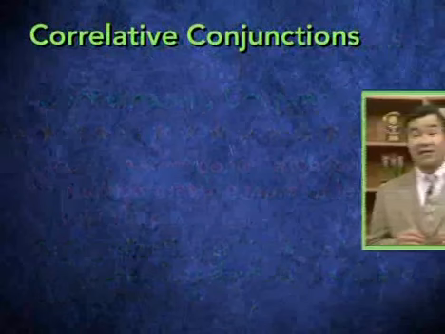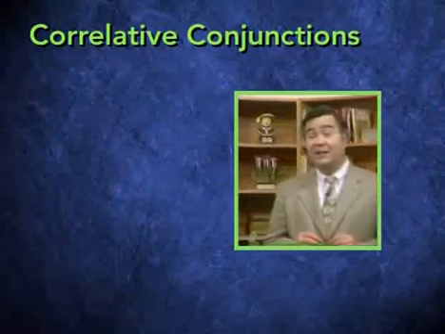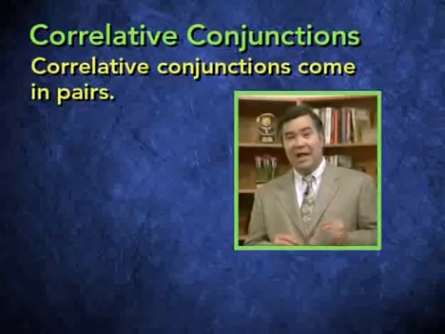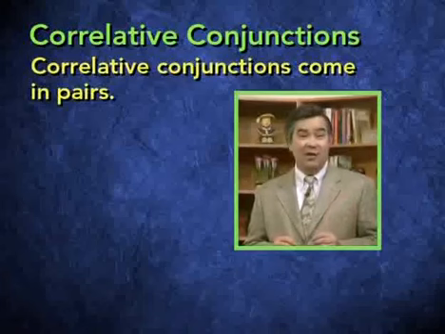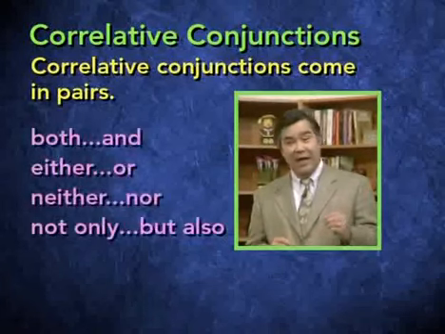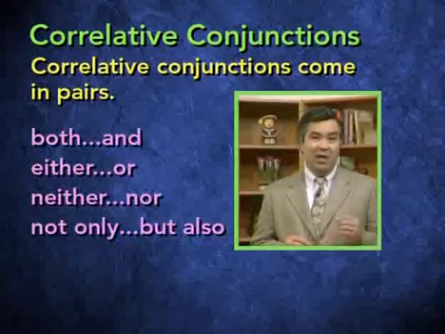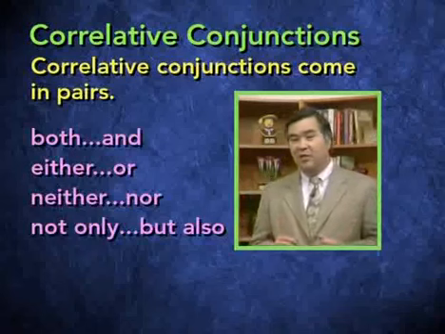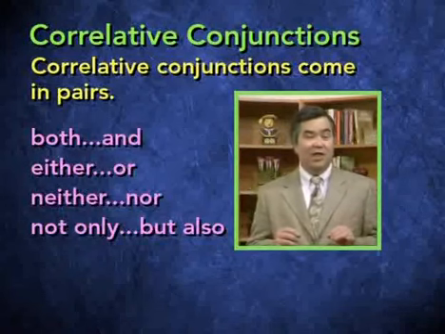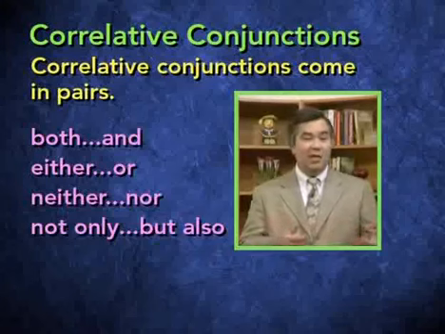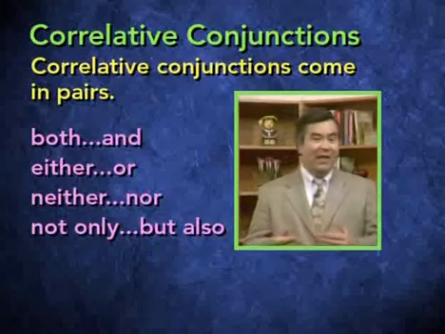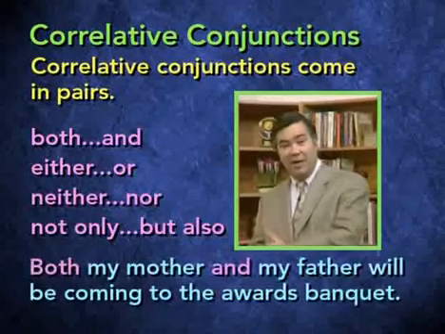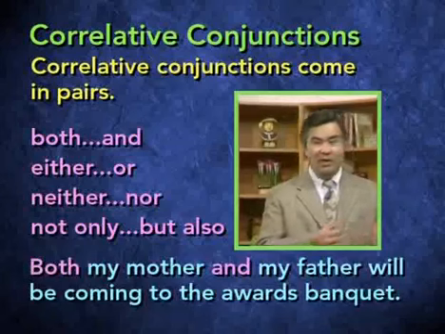Here's the third and final kind of conjunction to be aware of: the correlative conjunction. A correlative conjunction comes in pairs, and there are four most important correlative conjunctions to be aware of: both and, either or, neither nor, not only but also. And the most important thing to be aware of about correlative conjunctions is that they always should be used correctly in pairs. So whenever you begin with both, you need to follow up with and. So both my mother and my father will be coming to the awards banquet.